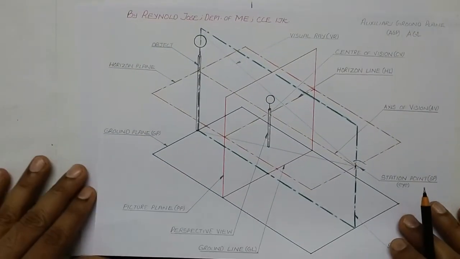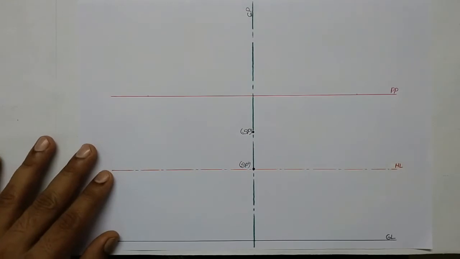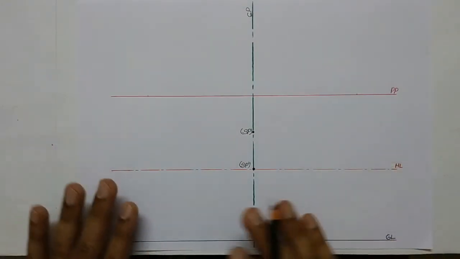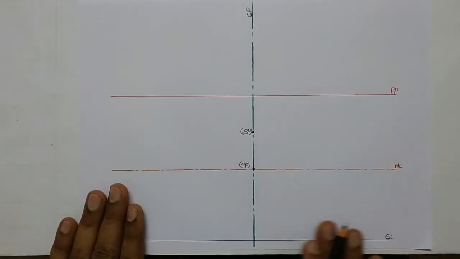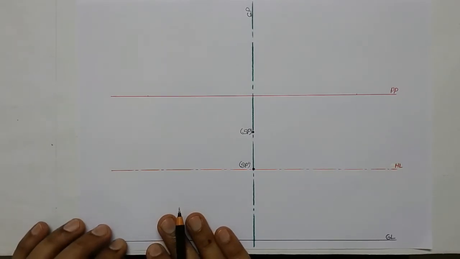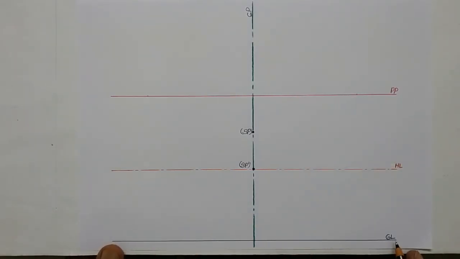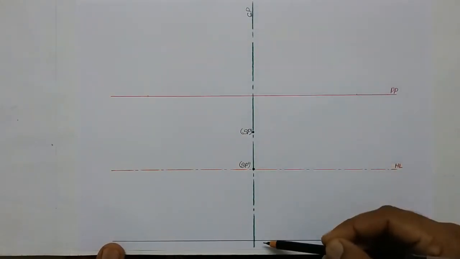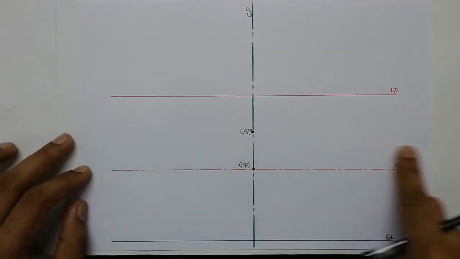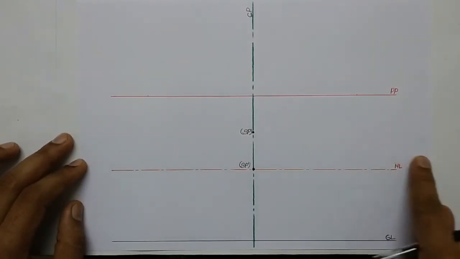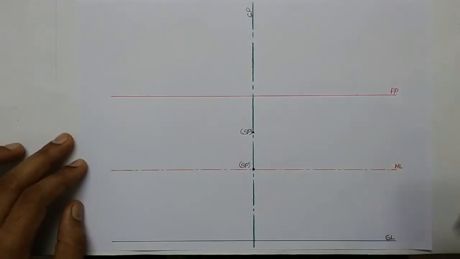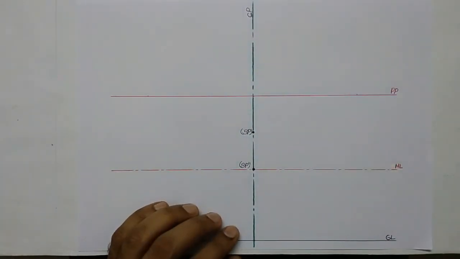So I have drawn a front view and top view of this setup. So here I have drawn the front view. In this region I have drawn the front view of the corresponding plane system. So here we are having the ground line, here we are having the horizon line, and here we are having the central plane. So this area is the front view of this plane system, and this is the top view. So I shall explain the top view.